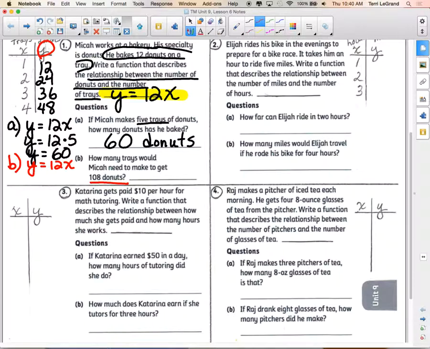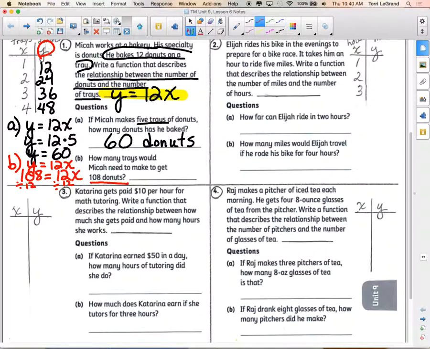What do we know? Do we know the number of donuts or the number of trays? We know the number of donuts, so where are we going to put that in our equation? For the y. Yeah, we have to substitute in for the y this time. What do we do to solve that equation? Divide by 12. You have to go on to the back side of the page or whatever you're going to go to, find somewhere to divide 108 by 12.